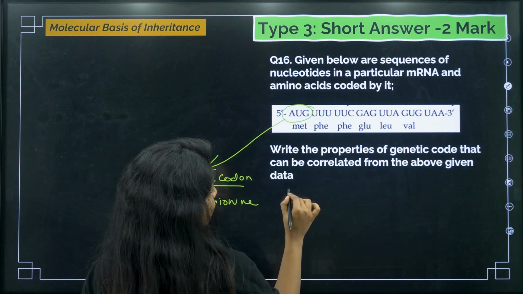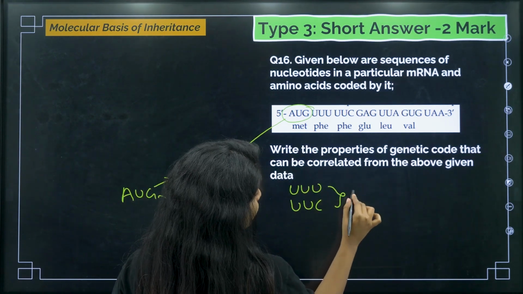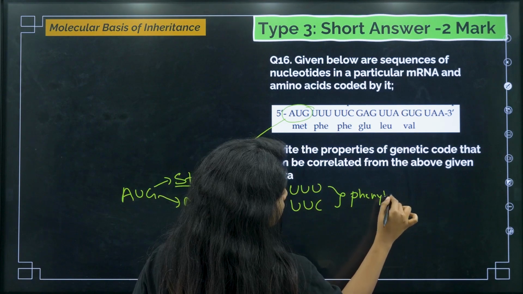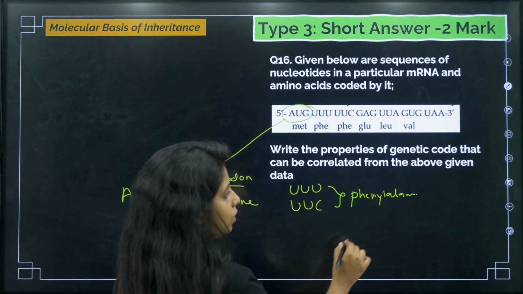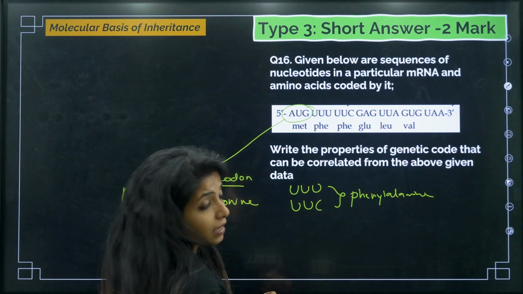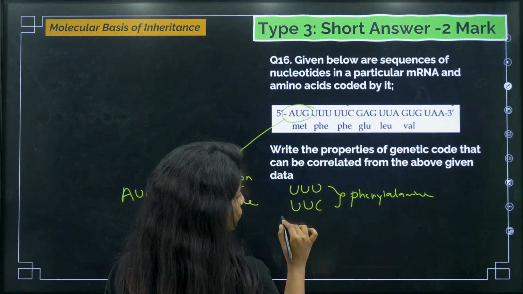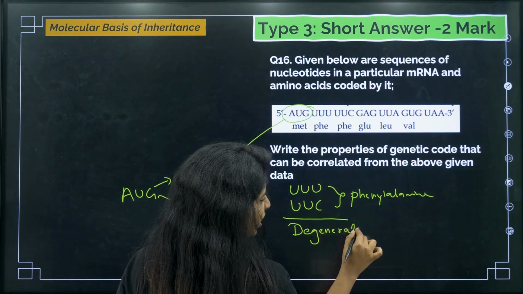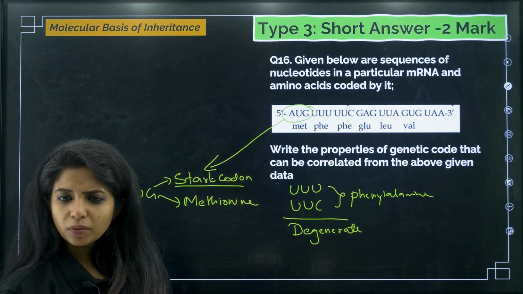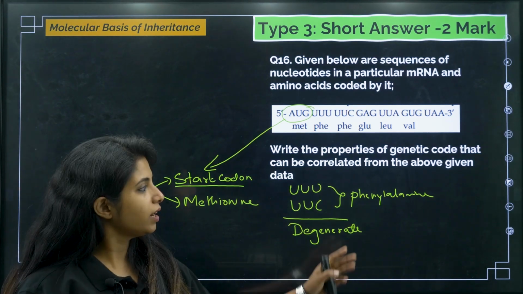If you see over here, UUU and UUC both code for phenylalanine. I see 2 codons for this, so I call this degenerate. This character of the genetic code is degenerate, meaning 2 codons are coding for just one amino acid.